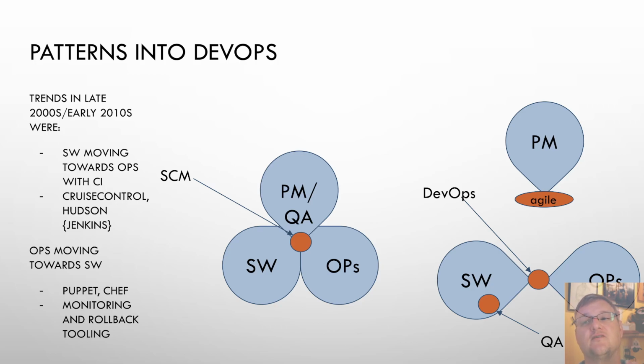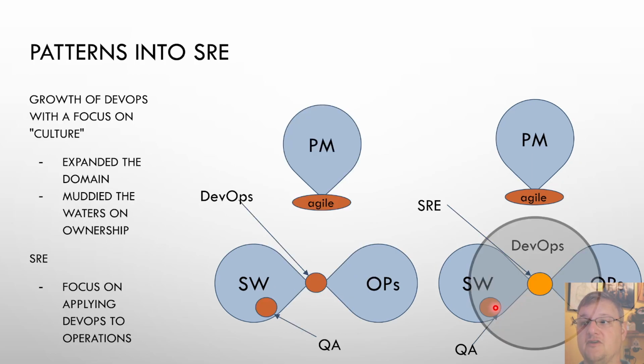Operations started moving towards software with things like Puppet, Chef, Knife, Kitchen, and all those tools. Monitoring and rollback tooling started to be added. We started to think about how to deploy reliably with automation. On that DevOps journey, we saw project management move away. It wasn't such an intersect, and DevOps became that intersect. QA exists, don't get me wrong, but QA as a practice started to come more around here.